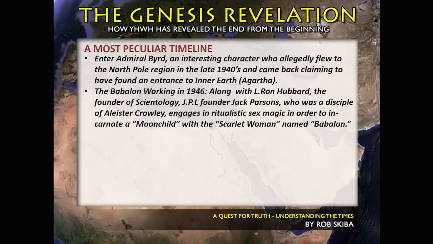Well, before that, or in the same time period in the 1940s, we have the Babylon Working taking place in 1946, along with L. Ron Hubbard, the founder of Scientology, JPL founder Jack Parsons, who was a disciple of Aleister Crowley, engaging in ritualistic sex magic in order to incarnate the so-called Moonchild with the Scarlet Woman named Babylon.